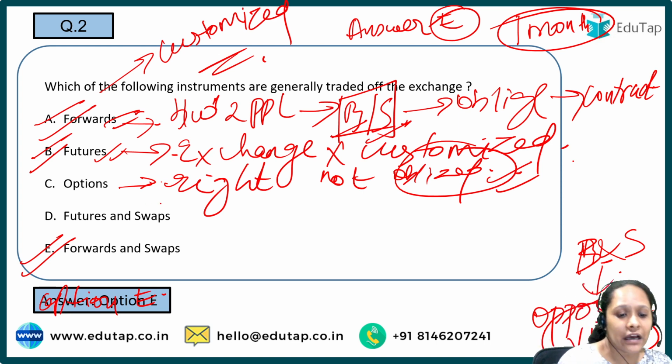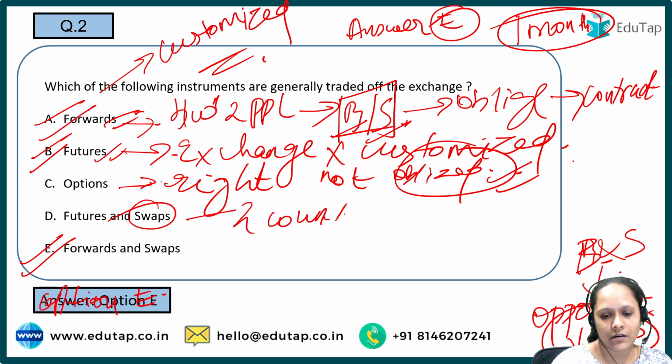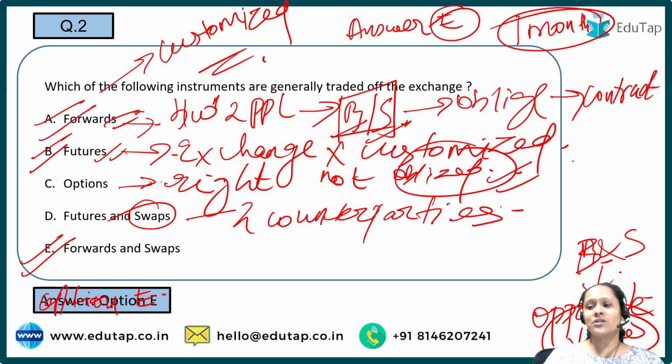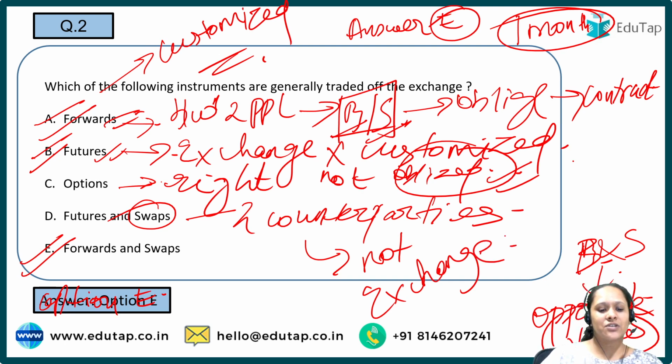ठीक है, what are swaps? Swaps are nothing but a derivative where in two counterparties they exchange a series of cash flow for different financial instrument. We'll not go into the depth of the swap, but keep in mind that swaps are also not traded on the exchange. So the correct answer is option E, which says forwards and swaps do not trade on exchange.